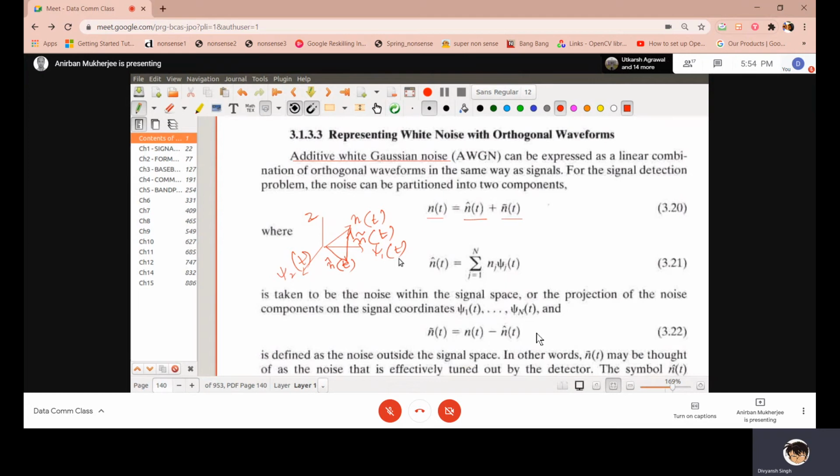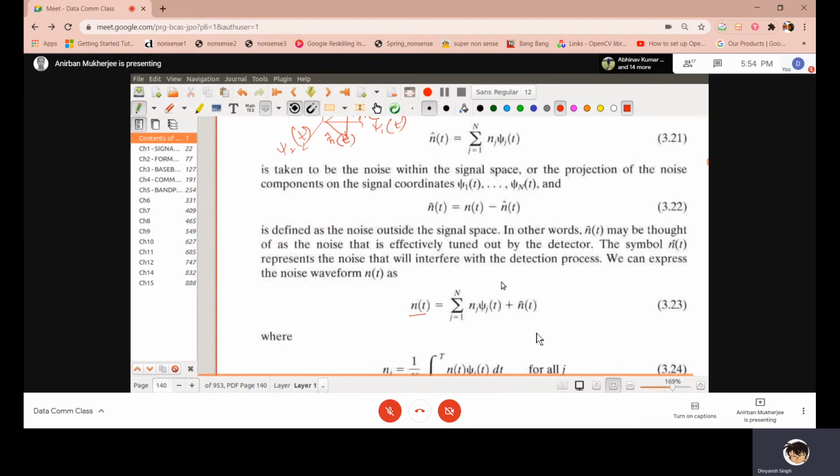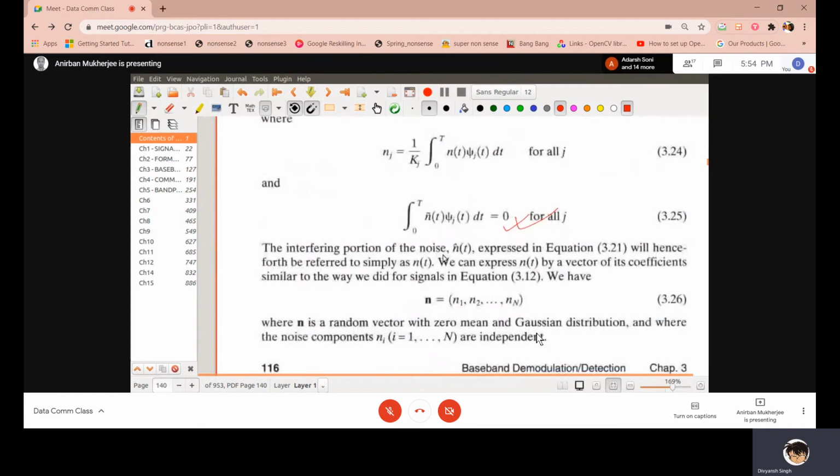There is some noise which is not causing any problem, and I am not bothered about that. I am interested in those noise where N t equals N hat t, and I am not interested in the N tilde t part. I am interested in the signal space, not the vertical space. So N hat t will henceforth be referred to simply as N t, because we are talking about the signal space noise.